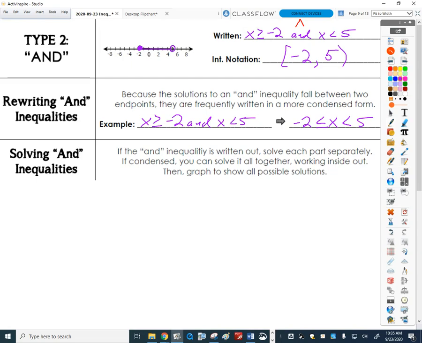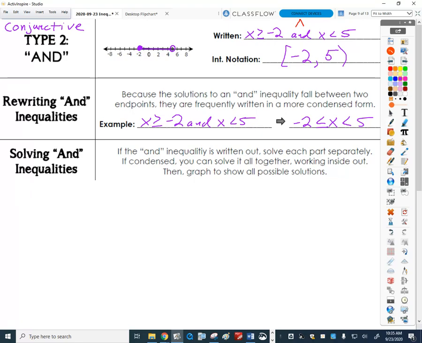When we have compound "and" inequalities, conjunctive inequalities, oh boy, this pen is really not writing very well. It's like it's running out of virtual ink. Conjunctive inequalities. We always want to compress those into a single statement. Okay, and there's a reason for that.